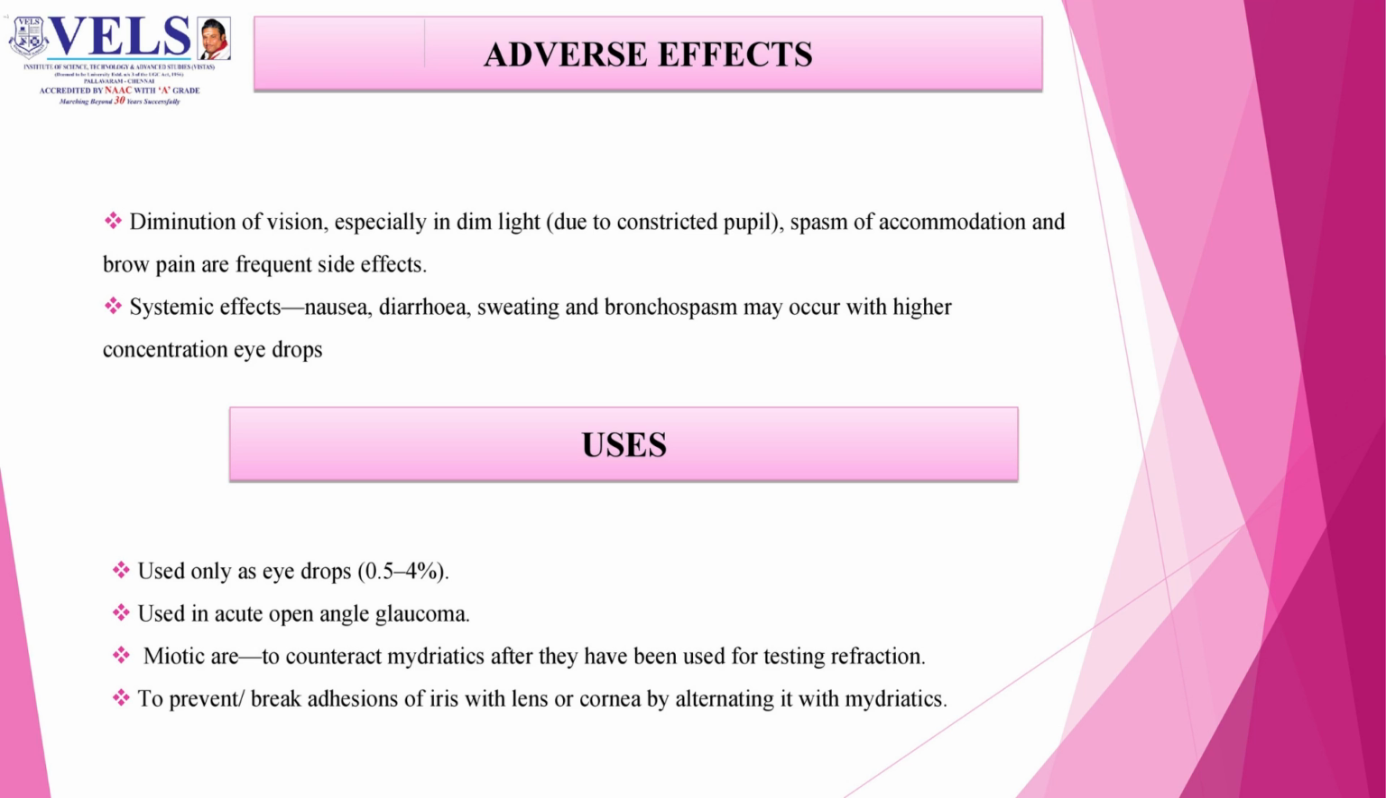Adverse effects of this drug are diminution of vision, especially in the deep night, spasm of accommodation, and brow pain, which are frequent side effects. The systemic effects include nausea, diarrhea, sweating, and bronchospasm may occur with higher concentrations of the eye drops. Uses: this drug is mainly used as eye drops at a concentration of 0.5 to 4%. It is particularly used in acute open angle glaucoma.